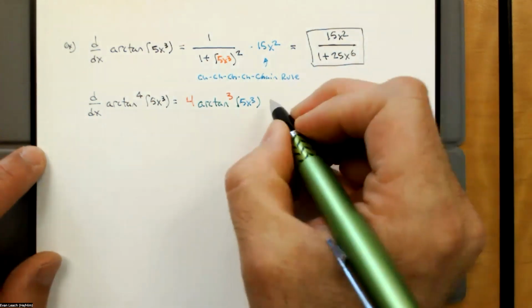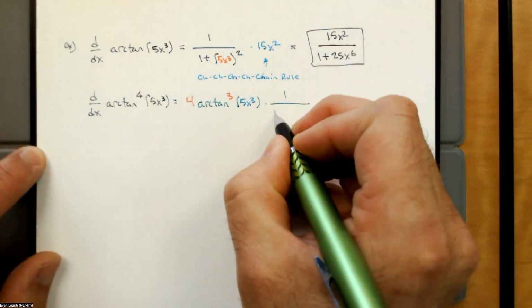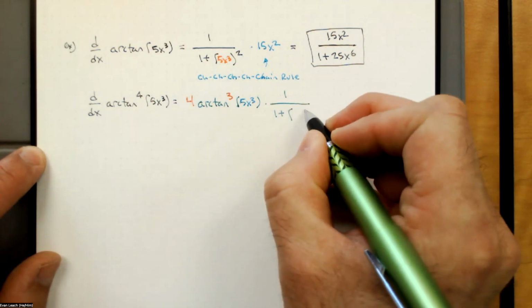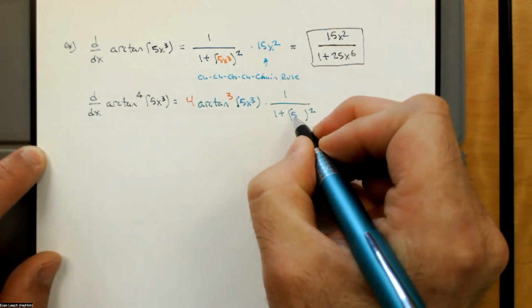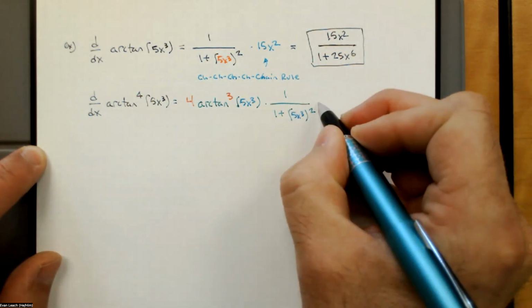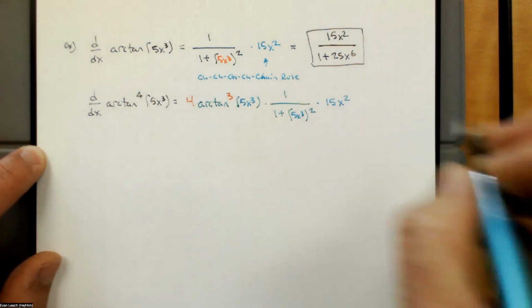The derivative of arctangent is 1 over 1 plus that thing squared. And in this case, that thing is a 5x cubed. Then the chain rule says multiply by the derivative of that thing, which is the 15x squared.